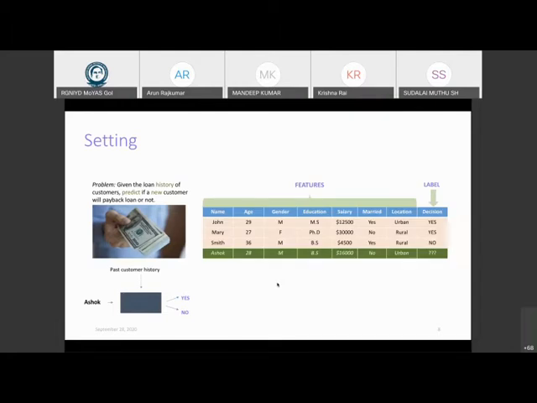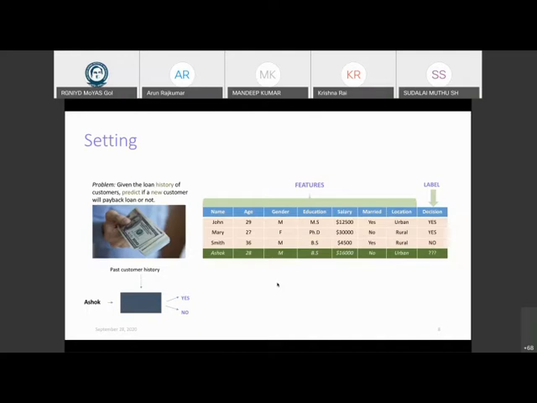The way we will understand this is, what do I mean by past customer history? It means there are two main pieces of information that I have about the past customers. The first piece is what we will call features, and the second piece is what we will call the label. In this particular example, the features could be as follows: I have the name, age, gender, education, salary, married, location. These are all things that I know about my previous customers. Let's say there was a customer John who was 29 years old, male, and so on.